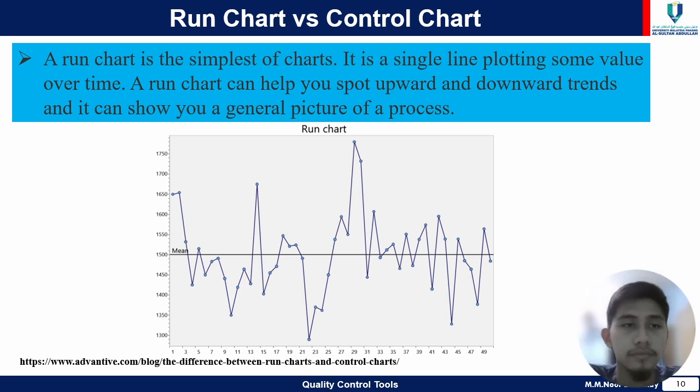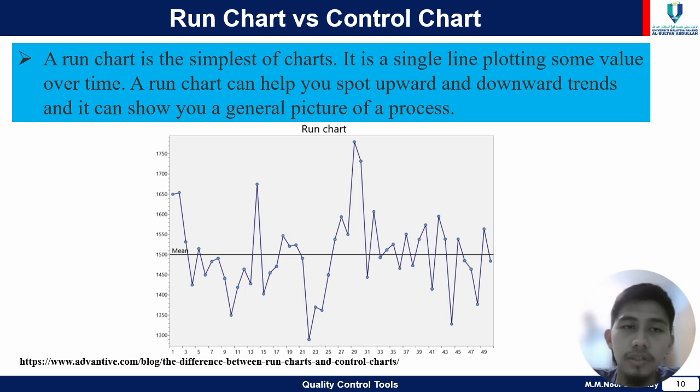We can see a line chart. A line chart is the simplest of charts. It is a single line plotting some value over time. A line chart can help you spot upward and downward trends, and it can show you a general picture of a process.